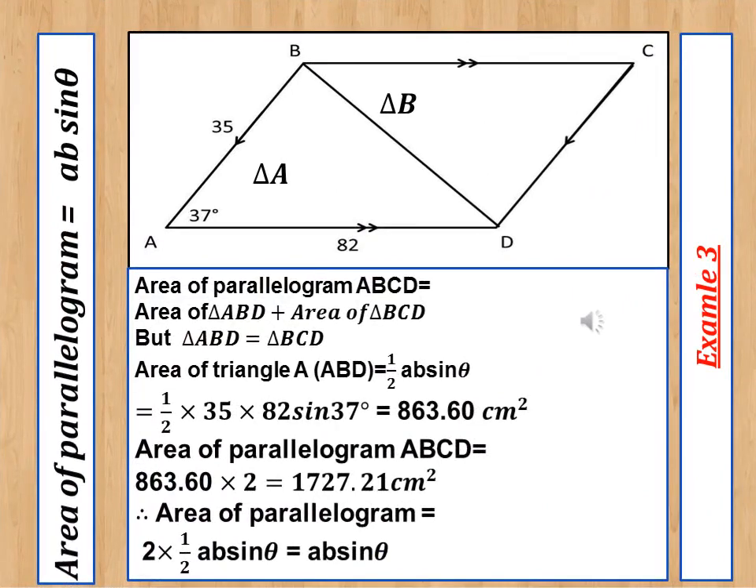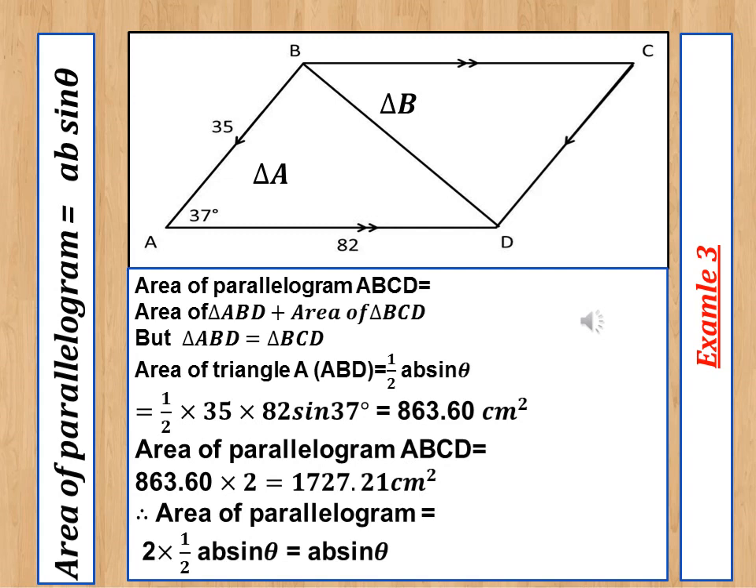We can also use the area of a triangle in trigonometry to find the area of a parallelogram. Remember, one of the properties of a parallelogram is that if we divide the parallelogram along its diagonal, we get two congruent triangles. Each of these triangles' area can be found by using the formula half AB sine theta.